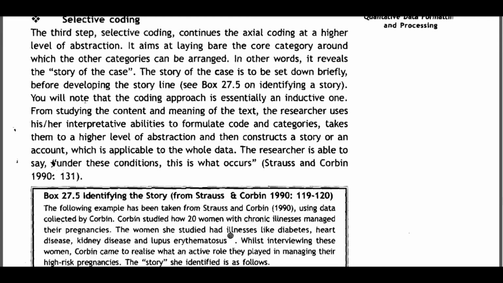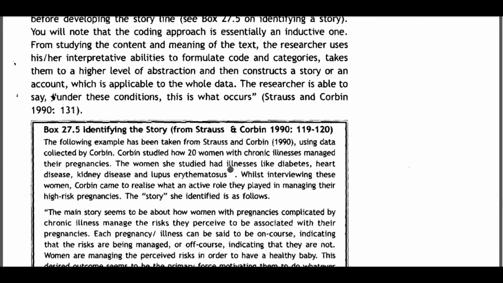Okay, you will note that the coding approach is essentially an inductive one. From studying the context, content and the meaning of the text, the researcher uses his or her interpretive abilities to formulate codes and categories, takes them to a higher level of abstraction, and then constructs a story or an account which is applicable to the whole data. The researcher is able to say: under these conditions, this is what occurs. Under this condition, this is what occurs.